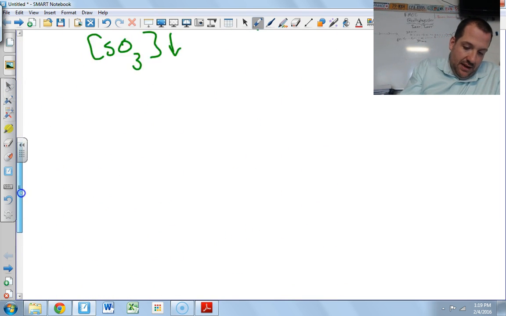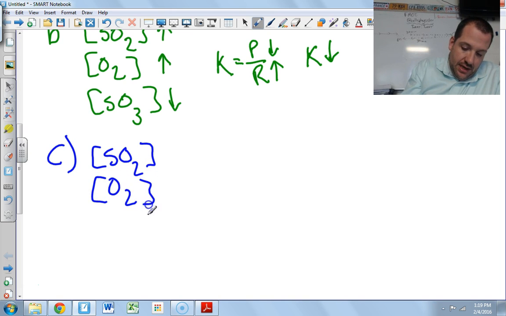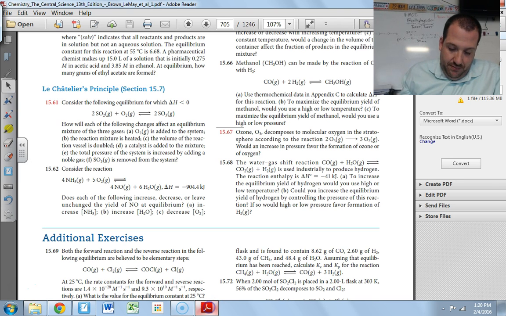So in this case, for question C, the concentration of SO2, the concentration of O2, and the concentration of SO3: this is going to go up, this is going to go up, and this is going to go down.